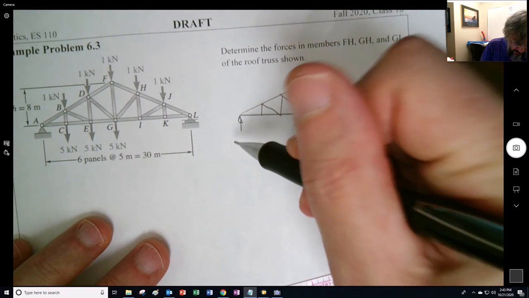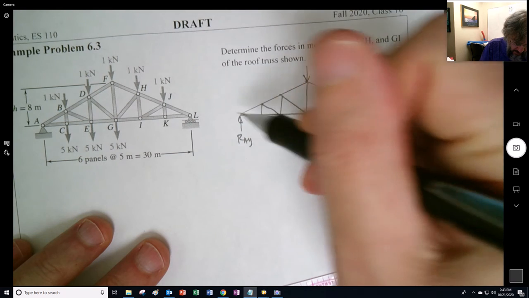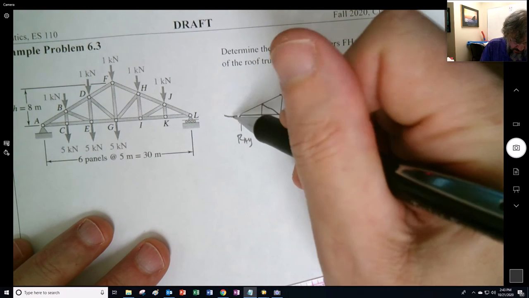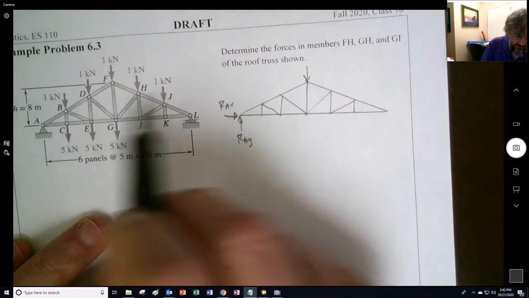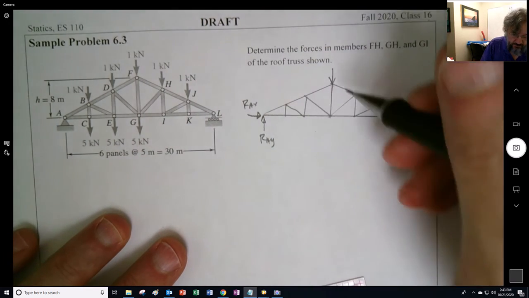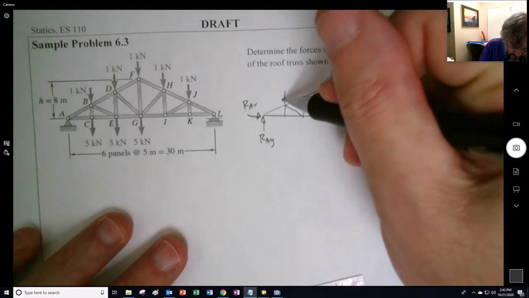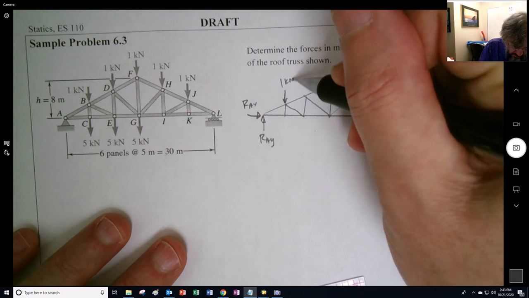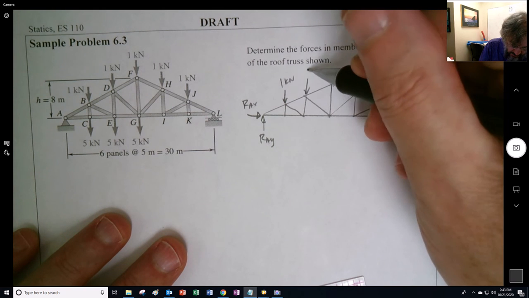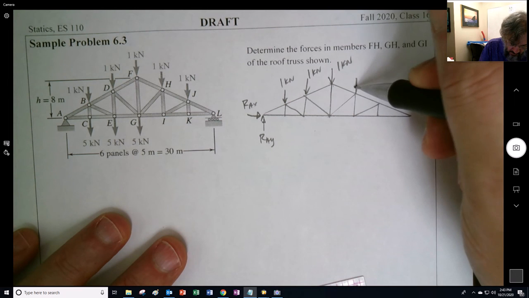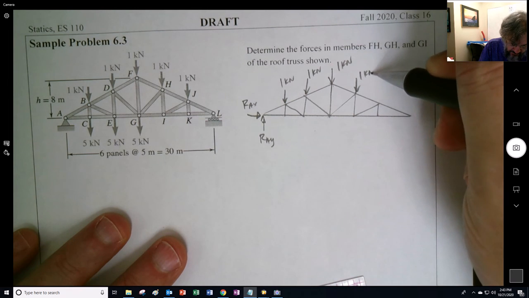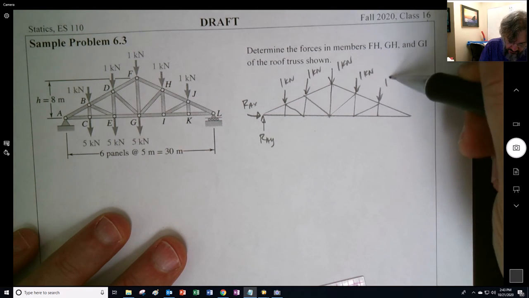And reaction forces right here are RAY, and I'm just going to put the RAX there, but I could just tell by inspection that's going to be 0. There's nothing in the X direction, right? Let's see, we'll put this 1 kilonewton. It's kind of annoying, it's got all these on there. 1 kilonewton, 1 kilonewton, 1 kilonewton, and 1 kilonewton.